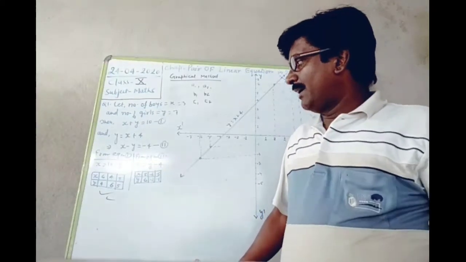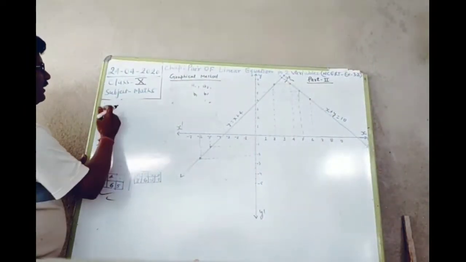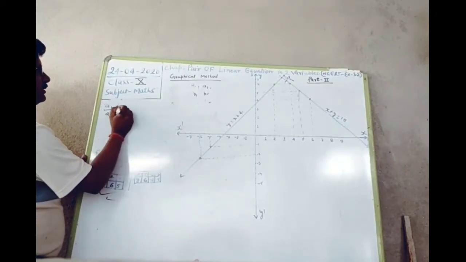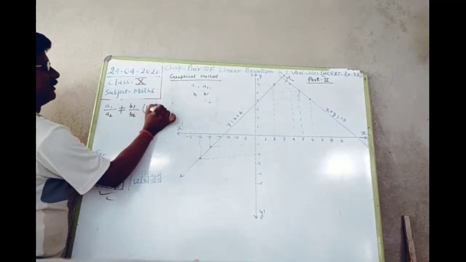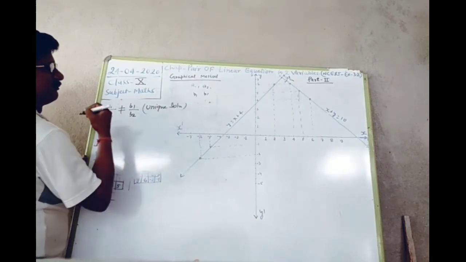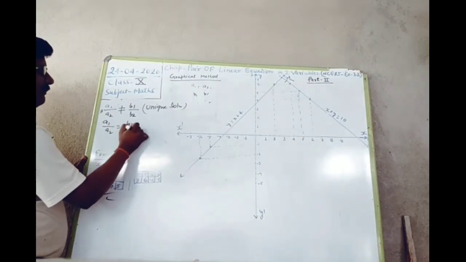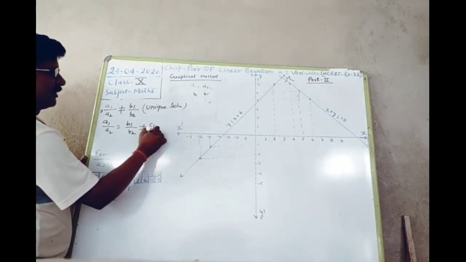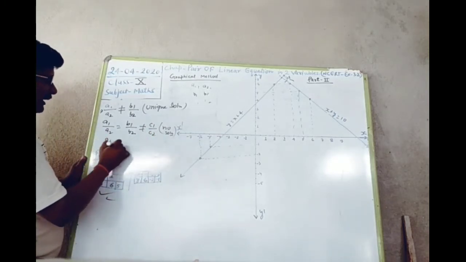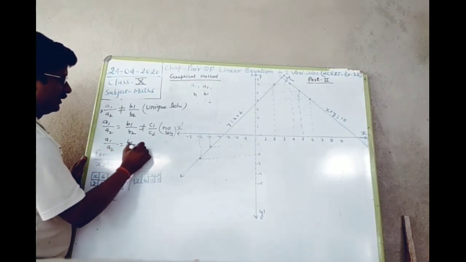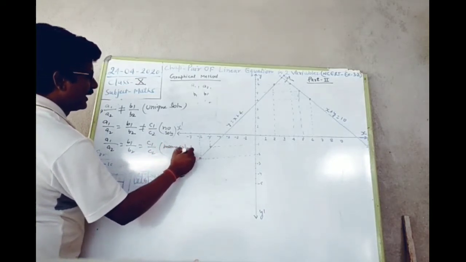And after writing this, we can say if A1 by A2 is not equal to B1 by B2, then it must be a unique solution. If A1 by A2 is equal to B1 by B2, but this is not equal to C1 by C2, then it has no solution. If A1 by A2 is equal to B1 by B2 is equal to C1 by C2, then the equation has many solutions. So this way we can check.